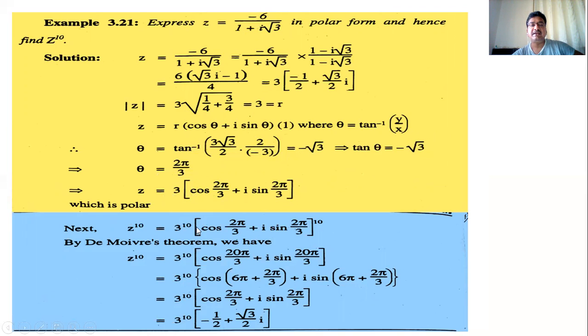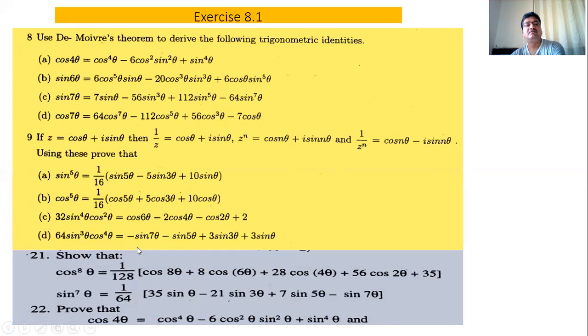And then z raised to 10 is what? 3 raised to 10 into this bracket raised to 10. And by using De Moivre's theorem, this bracket is what? Cos 20 pi by 3, 10 into 2 pi by 3 means 20 pi by 3, plus i sin 20 pi by 3. And this 20 pi by 3 is 6 pi plus 2 pi by 3, and 6 pi means 0. So cos 2 pi by 3 plus i sin 2 pi by 3. And then cos 2 pi by 3 is minus 1 by 2, sin 2 pi by 3 is root 3 by 2. So this is the answer, z raised to 10.